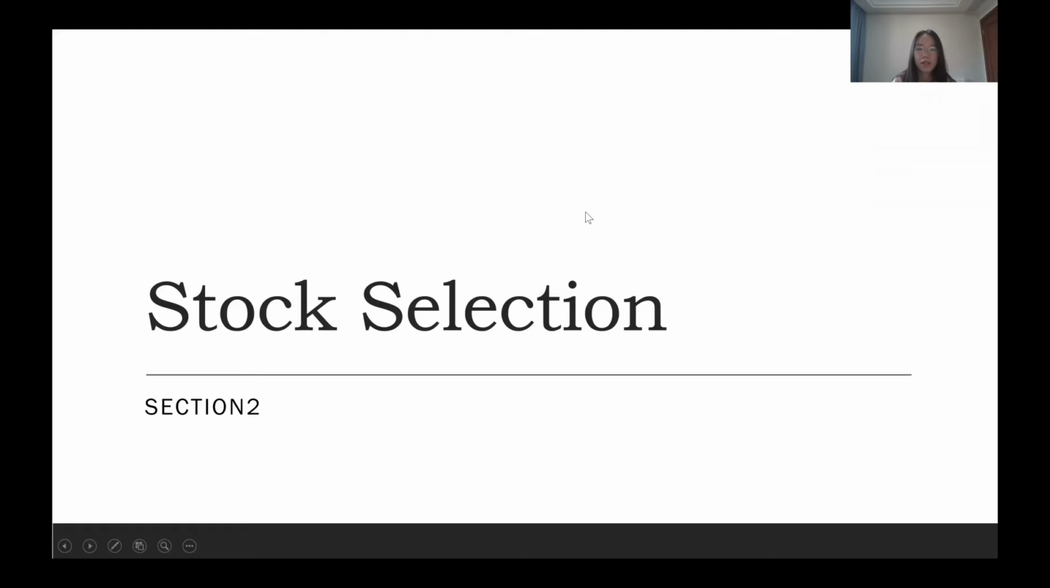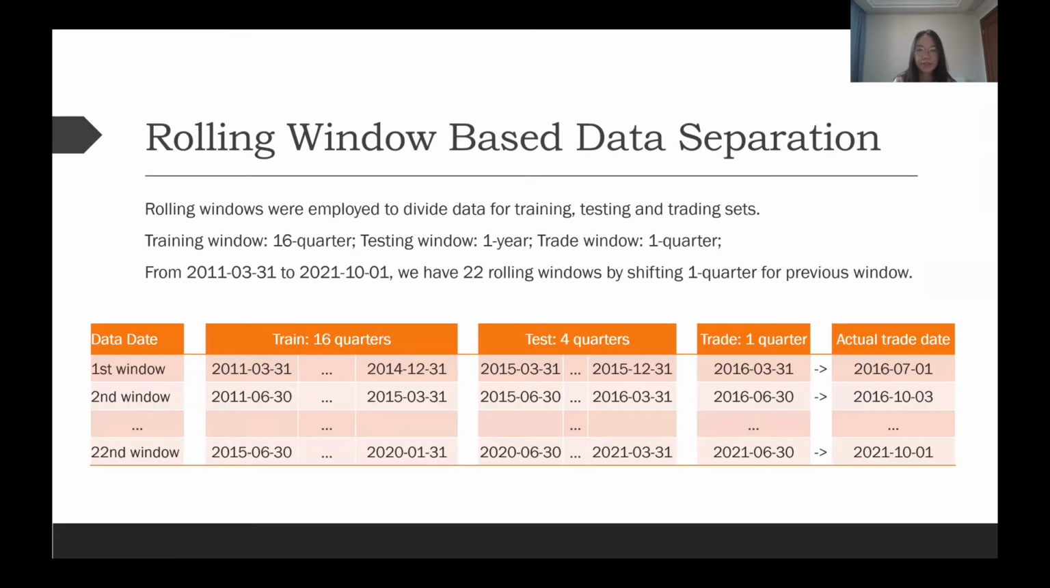Let me introduce stock selection. Rolling windows were employed to divide data for training, testing, and trading sets. The training window is 16 quarters, followed by a 1-year testing window, and we trade according to the test results. From 2011 to 2021, we have 22 rolling windows by shifting 1 quarter from the previous window.